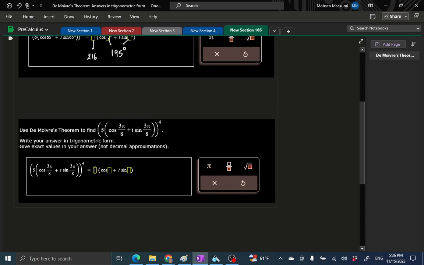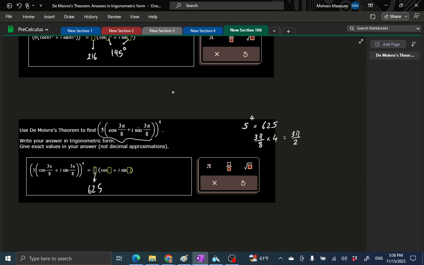This is a very similar one. This is the z that's given to us. We want to raise it to the power of 4. Two steps: 5 to the power of 4 is 625. So this number is 625. And the angle, well, we take 3 pi over 8, quadruple it, so it becomes 3 pi over 2. So these two angles are 3 pi over 2.